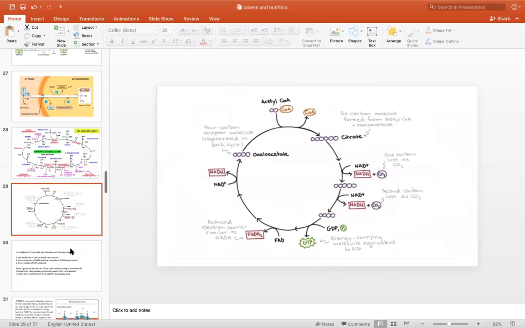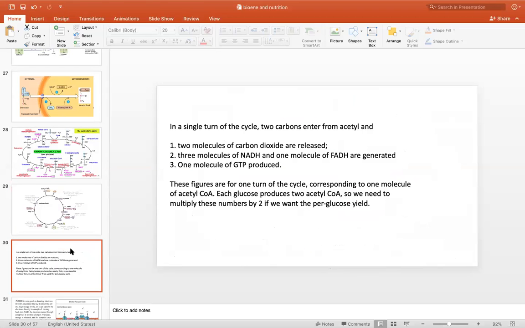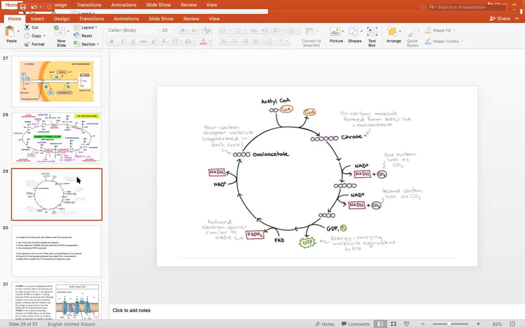Okay. So in a single turn, I'm just repeating myself, 2 carbons enter from acetyl and 2 molecules of carbon dioxide are released, 3 molecules of NADH and 1 molecule of FADH are generated, and 1 molecule of GTP is produced. These figures are for 1 turn of the cycle corresponding to 1 molecule of acetyl-CoA. Each glucose produces 2 acetyl-CoA, so we need to multiply these numbers by 2 if we want the per glucose yield. Okay. So now this is where glucose is completely finished. Our carbon dioxide ban gaya, finish ho gaya.